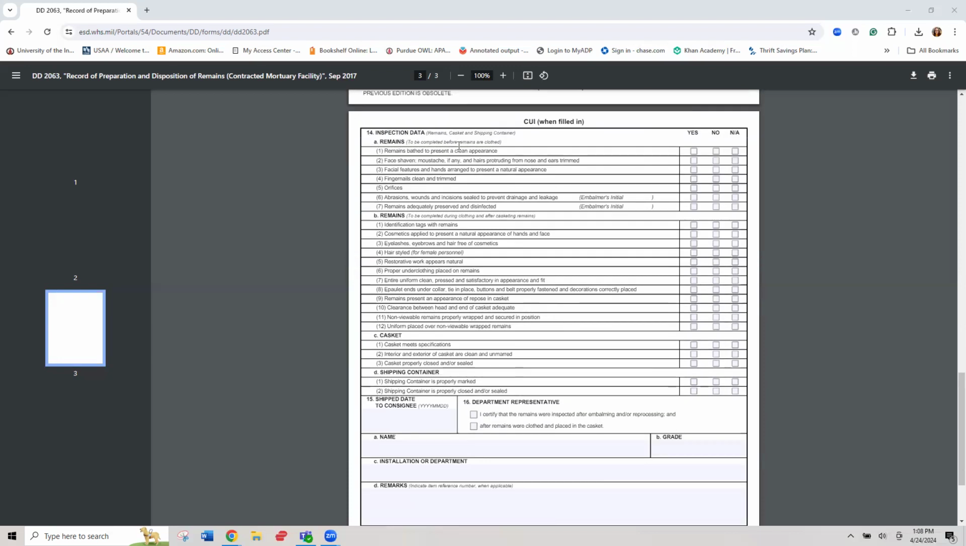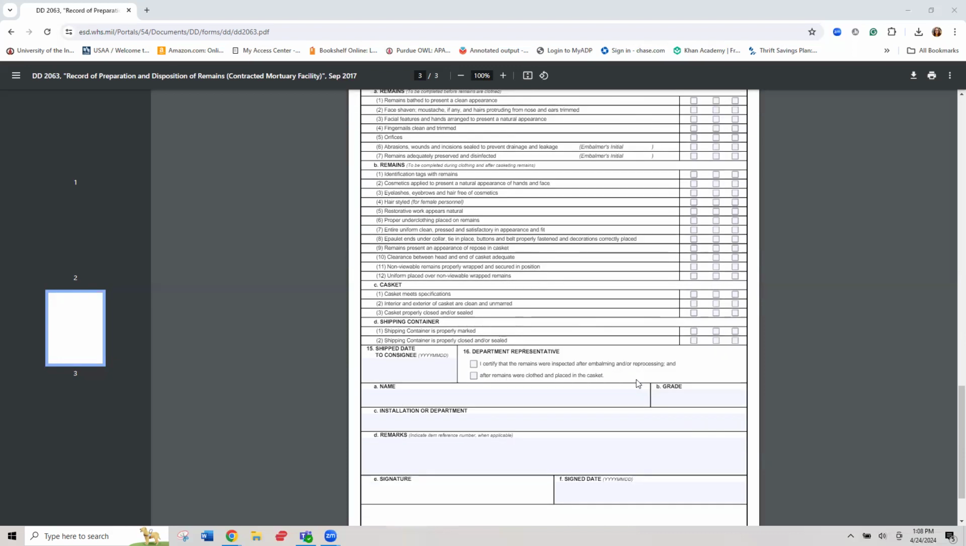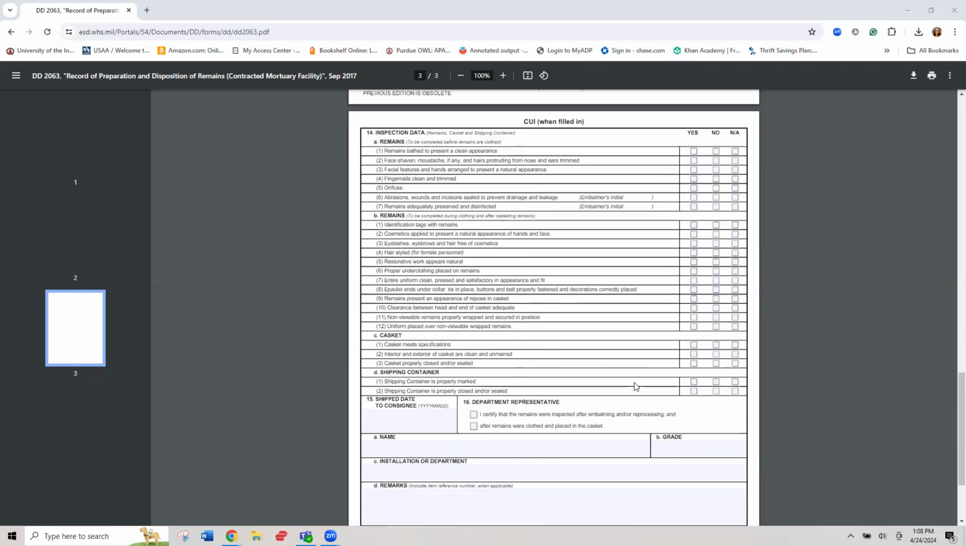And then finally, this is your inspection, okay? Remains, casket, shipping. So remains are inspected 3 different times. They're inspected after embalming, they're inspected after dressing, and then they're inspected after placement in the casket. And usually this is done by a decedent affairs officer, a representative from mortuary affairs will come, whoever is doing that. And then the consignee is basically the receiving end of where the person is going, okay? That's going to be your shipping date. But you'll see here, these are all things that have to be inspected.